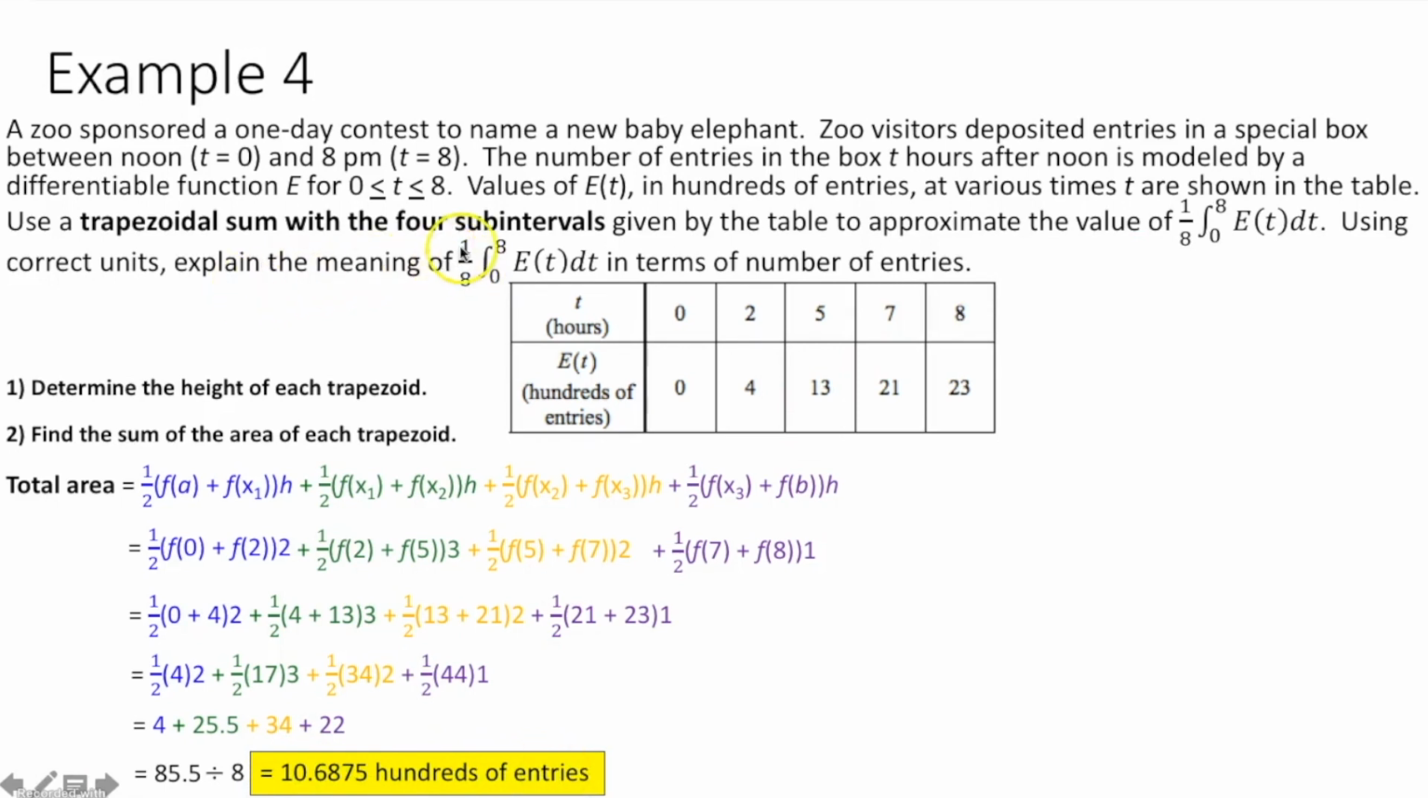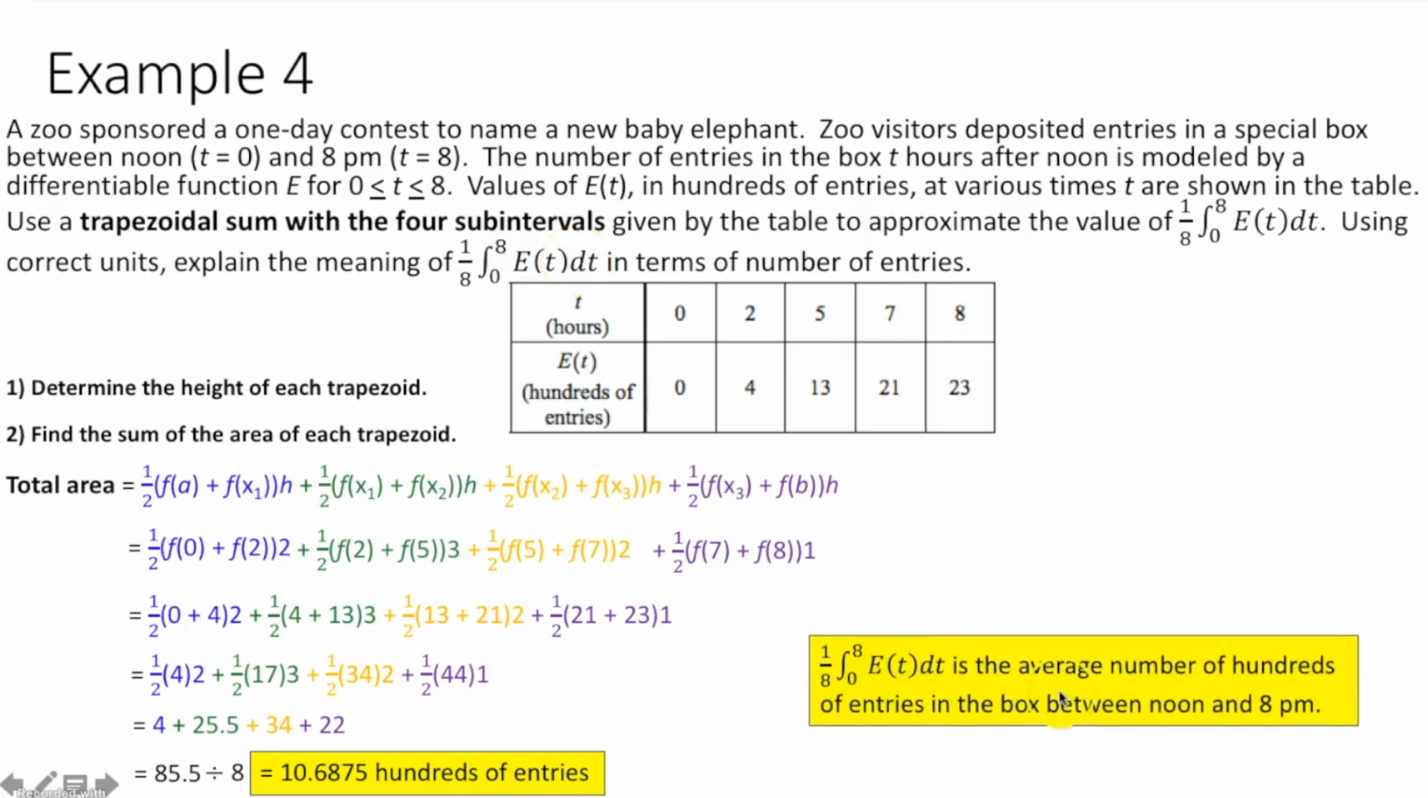So it says explain the meaning of 1/8 the integral from 0 to 8 of E of t dt. We're saying that that is the average number of hundreds of entries in the box between noon and 8 p.m.